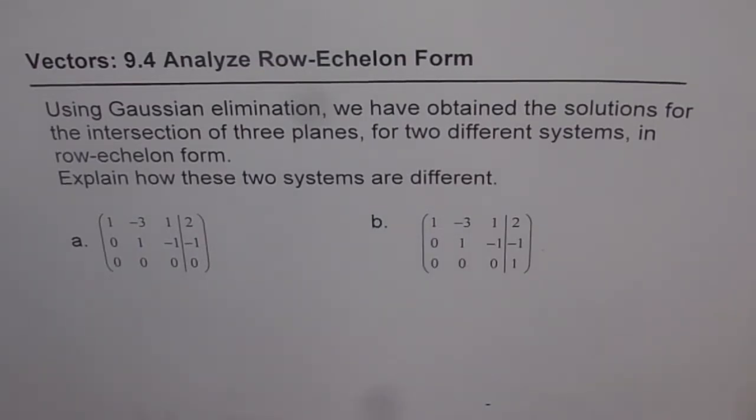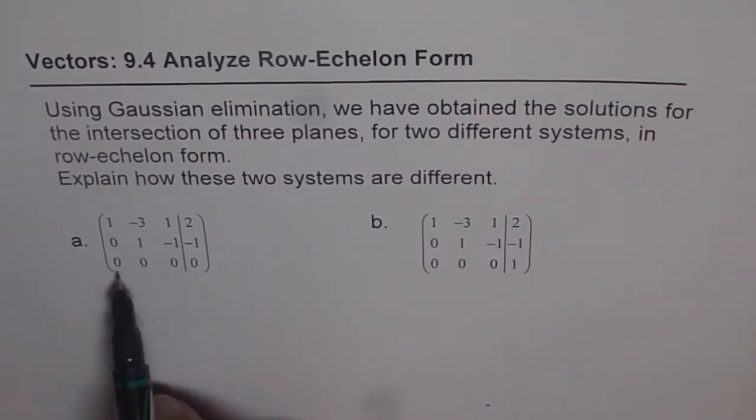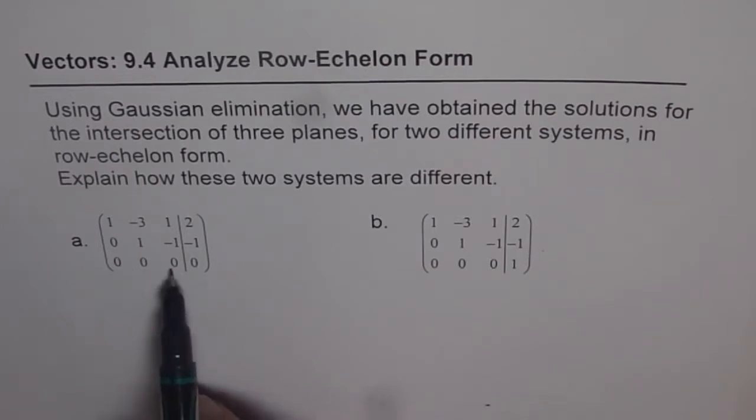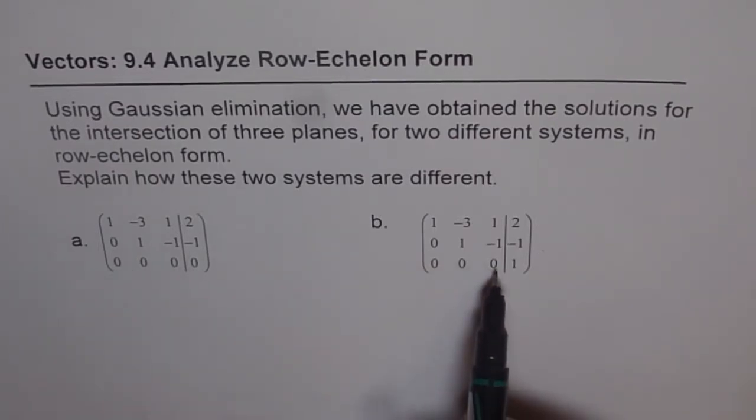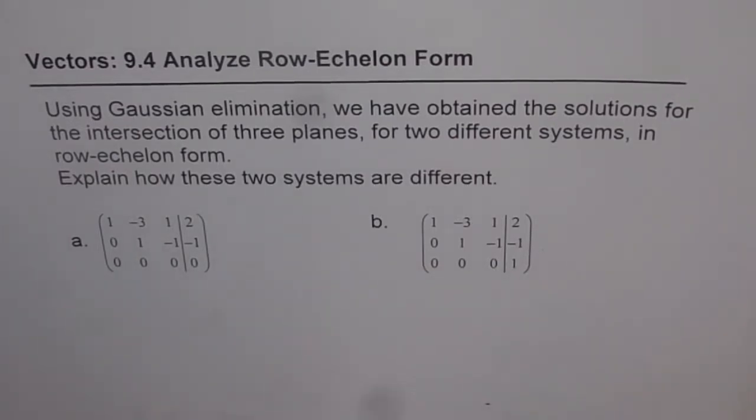They seem to be very similar, except for a major difference, which is in row 3. You see 0 equals 0 here and 0 equals 1 on the other side. Now, how do you say that the systems are different? So this is what you need to explain.